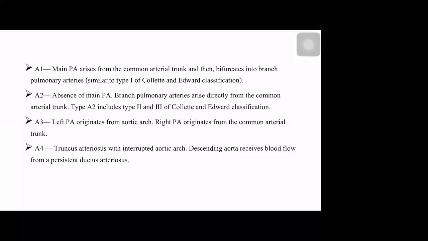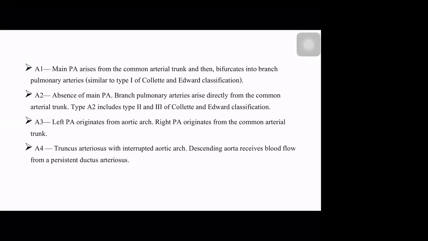So what is modified Van Praag classification? What is type A1? In type A1, main pulmonary artery arises from the common arterial trunk and then bifurcates into branch pulmonary arteries, exactly similar to type 1 of the Collet and Edwards classification. Then what is type 2?